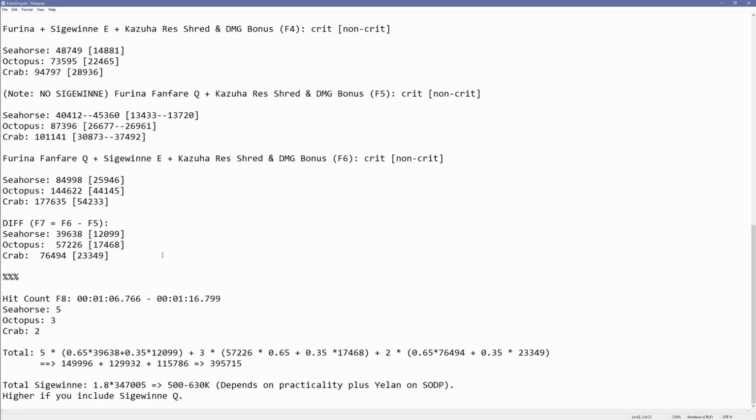And if you now effectively do a bit of a hit count over a 10 second window, you can see this is what the horse does, the octopus and the crab. You put these hits into an equation, you account for the fact that sometimes you crit and sometimes you do not by taking an expected value. Basically what it all comes down to is that Citlali in this case does about 400k damage.